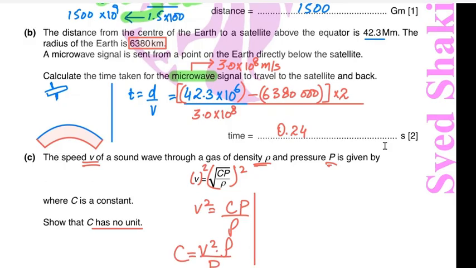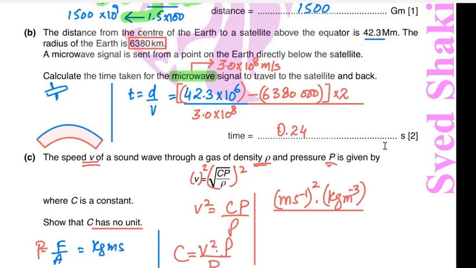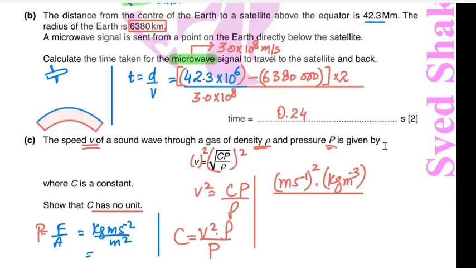So what is v? It's meters per second. Meters per second squared. What is rho? It's kg per meter cubed. What is P? Pressure. Pressure is force per unit area, right? Force is kg meter per second squared. Area is meter squared.